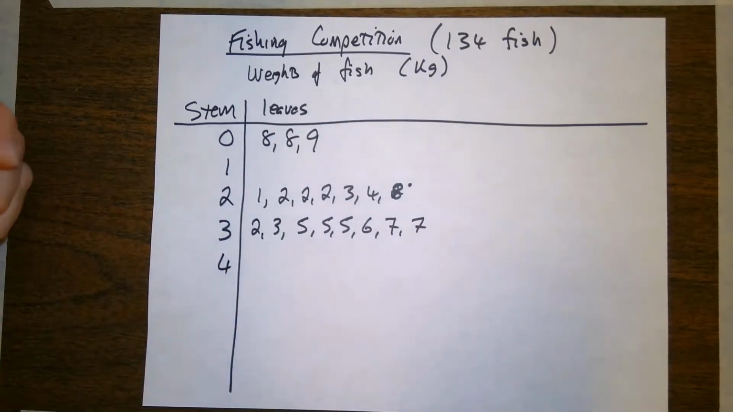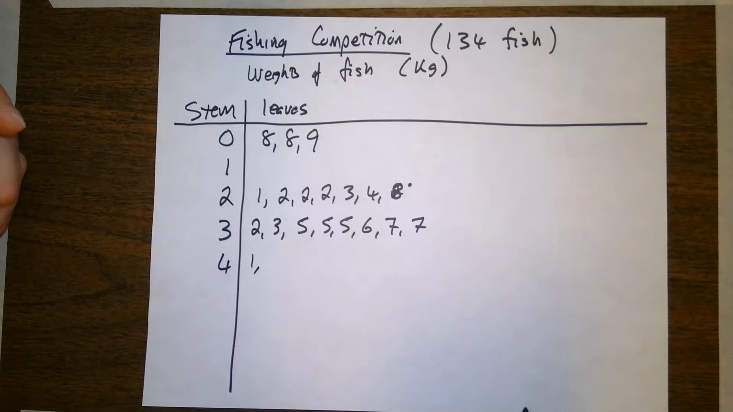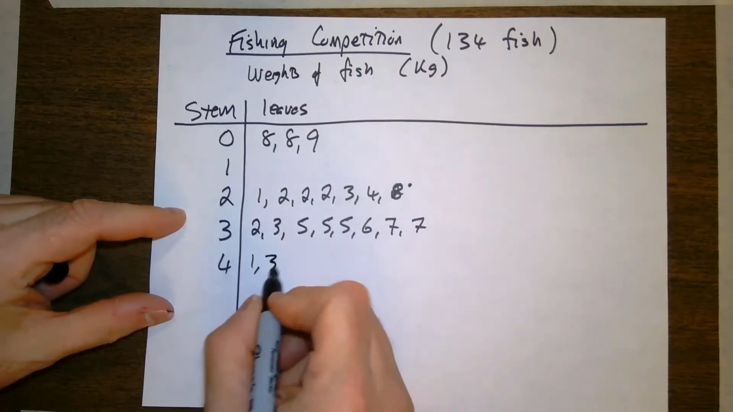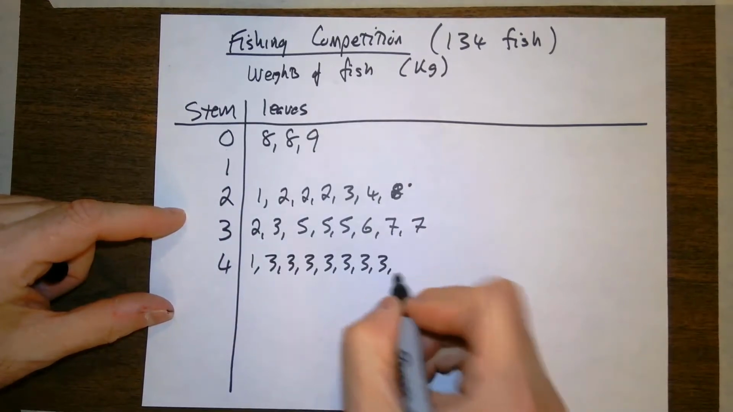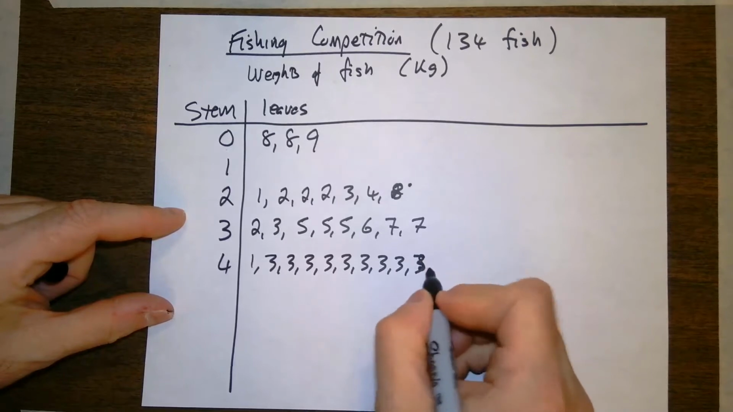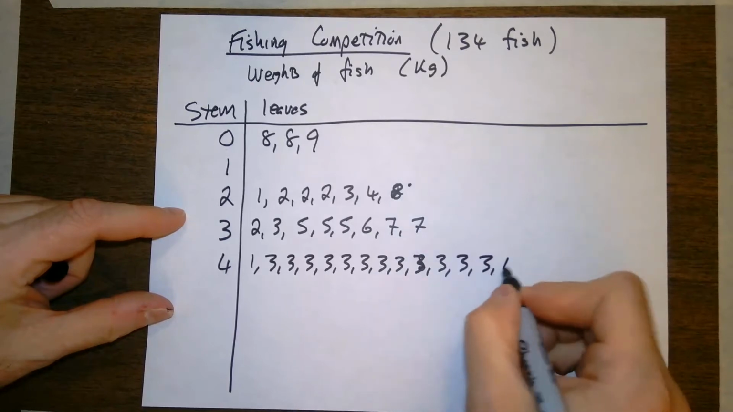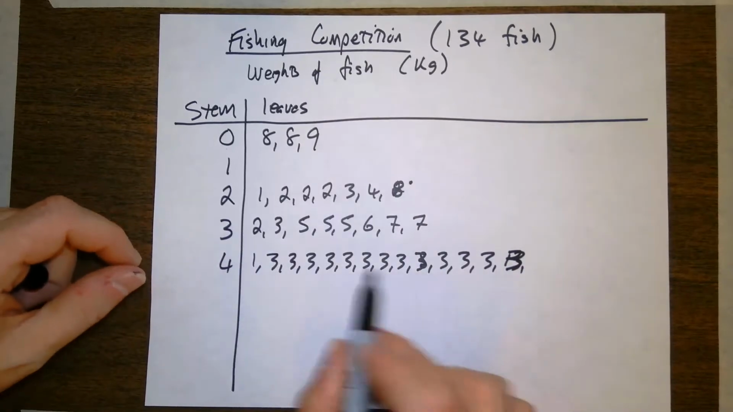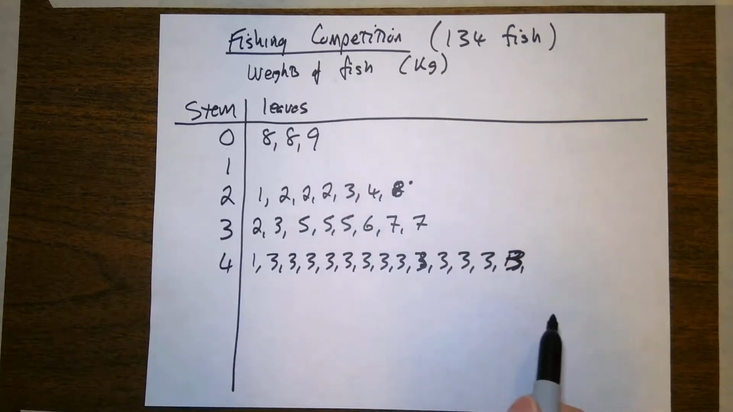In the 40s, now we've got a lot of fish. I've got a 41 kilogram fish, and then I had 13 different fish that weighed 43 kilograms. 13 of them, so I'm going to have to put 13 3s here. Ready? 1, 2, 3, 4, 5, 6, 7, 8, 9, 10, 11, 12, 13. Oh, I did it again, that should just be a 3. So there's 13 fish that weighed 43 kilograms, and they're each represented by the 3s here.